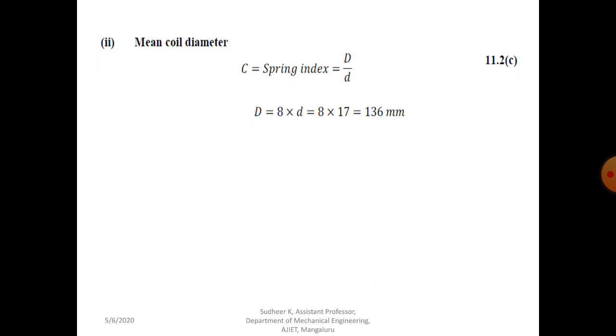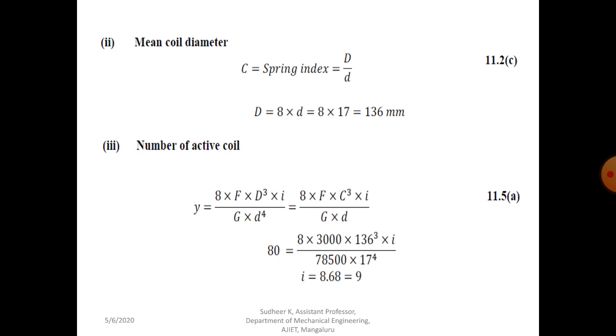Now the second important thing, we have to find out the mean coil diameter, which is nothing but capital D. We already made one equation, that is capital D equal to 8 into small d, so 8 into 17, you will get 136. So this is the mean diameter of the coil.